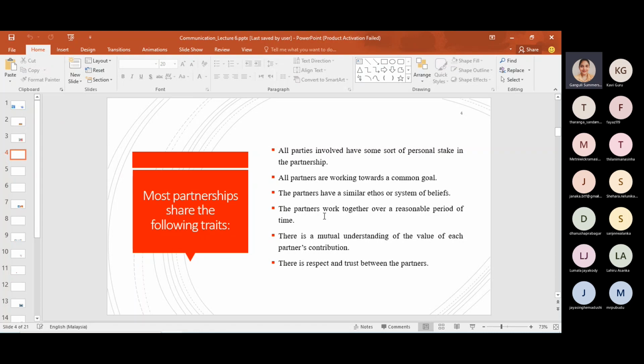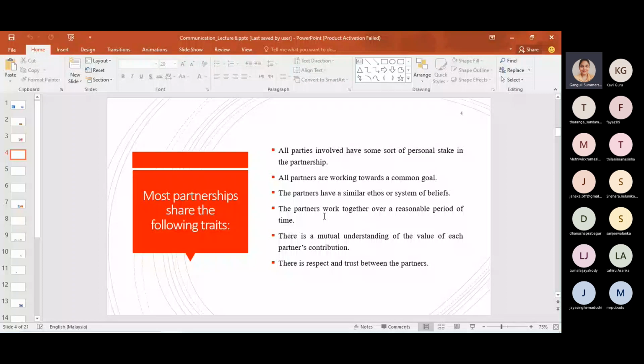Okay, and the next trait: the partners work together over a reasonable period of time. Also, guys, when it comes to partnership working, these partnerships can be either long term or short term. For example, these partnerships can be for 6 months, for 1 year, for 5 years, for 10 years.